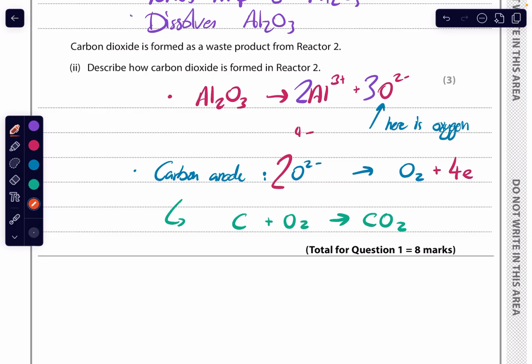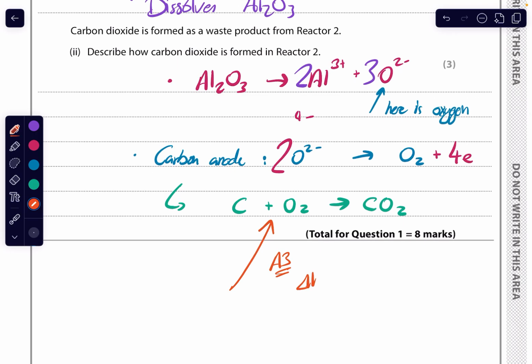Whilst I've got your attention, this also links to A3. So this is the enthalpy of combustion for carbon. It's also the enthalpy of formation for CO2. So just a bit of extra information there for you. It does actually link together. This question doesn't actually ask you to do that, but they could have, and they just didn't. So these are all things that do link together.